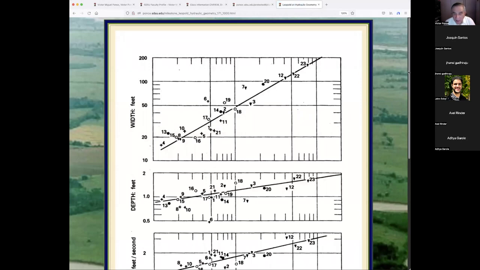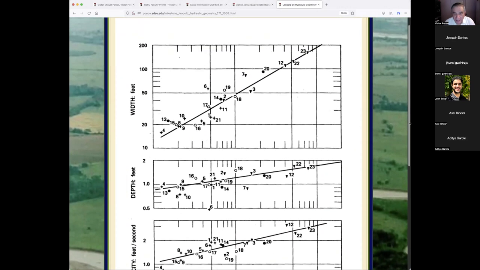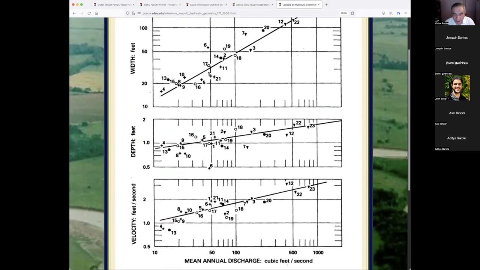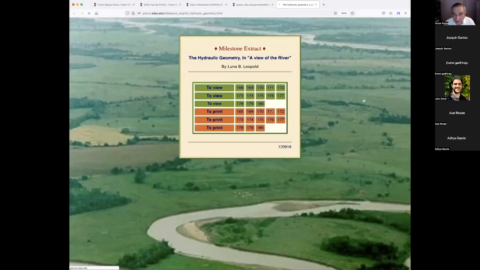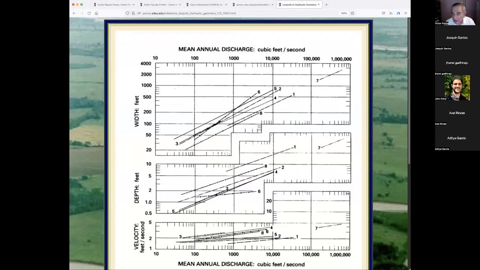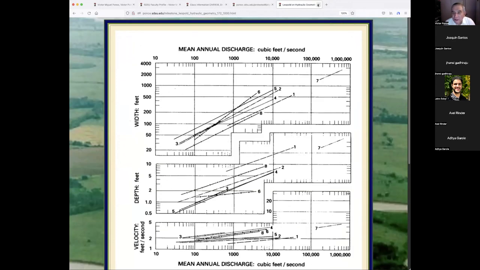Over here, they have another plot. Width, depth, and velocity in relation to mean annual discharge as discharge varies downstream. And as you can see, they have different exponents. They have not said what the exponents are in here, but this is the same river, just different tributaries. I'm gonna go back in here. I should have prepared this a little better, but I didn't. Okay, mean annual discharge. This is for different rivers now at this point. Width, depth, and velocity in relation to mean annual discharge as discharge increases downstream in various river systems.